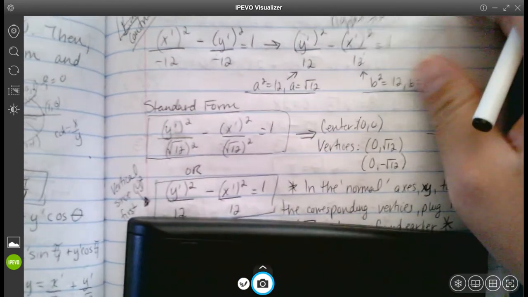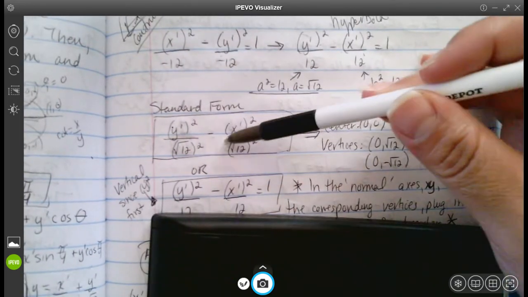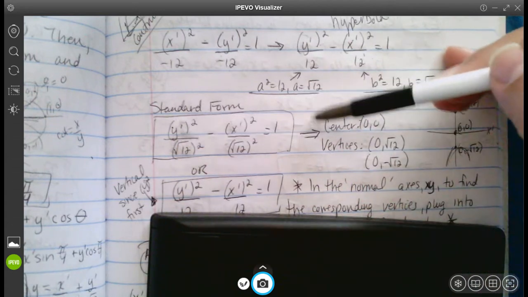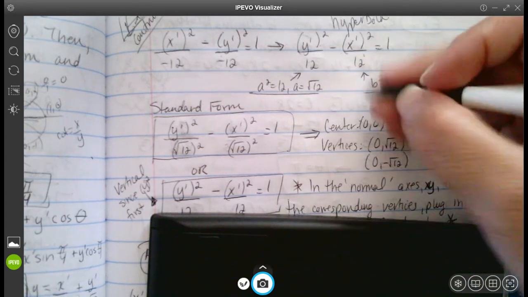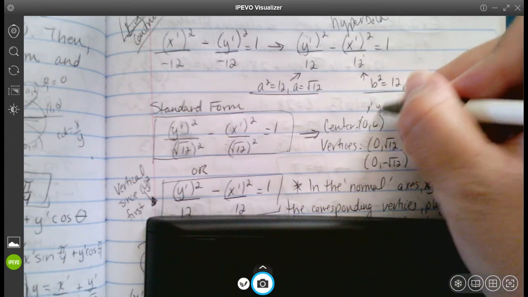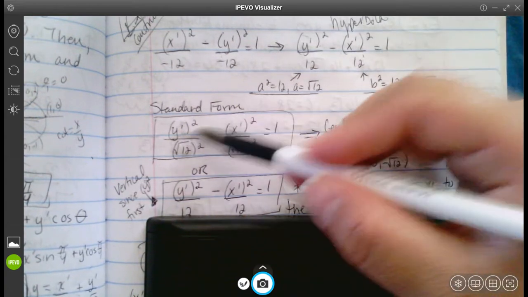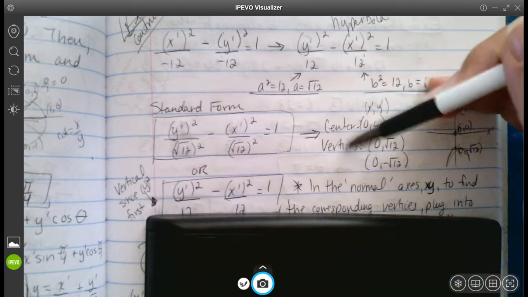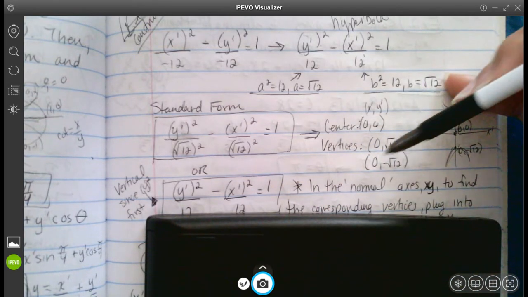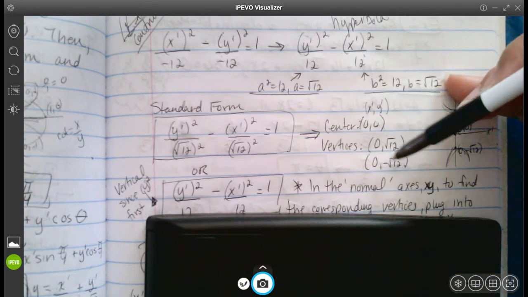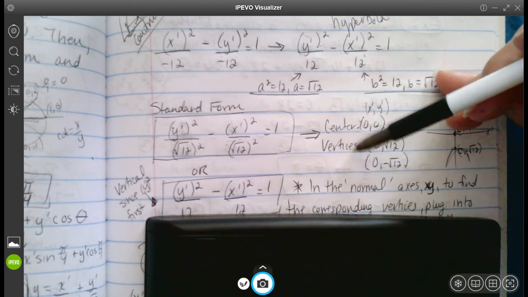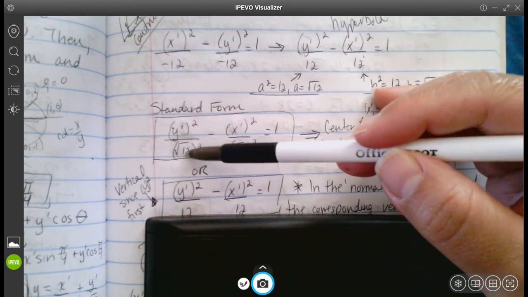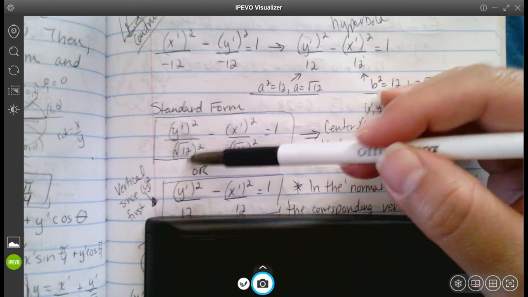From here, you can see that the center in terms of x prime and y prime, okay, is 0, 0. This is x prime, y prime, because that's what I have here, okay? And the vertices, since it's vertical, are going to be 0, comma square root of 12, 0, comma negative square root of 12. So remember that the vertices we get from the a value, and in this case, our a value is square root of 12, okay?